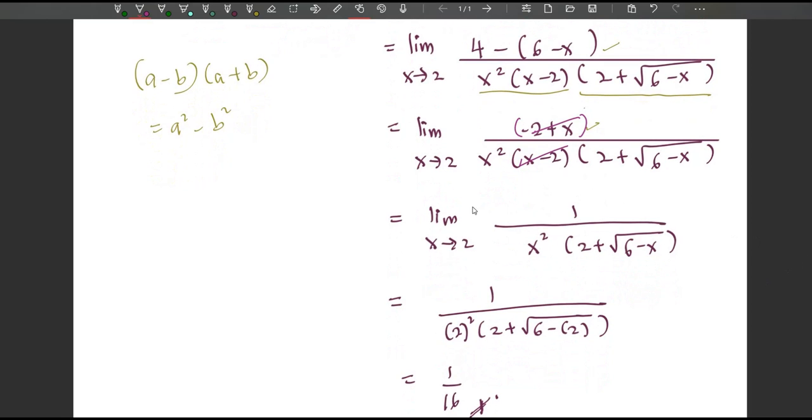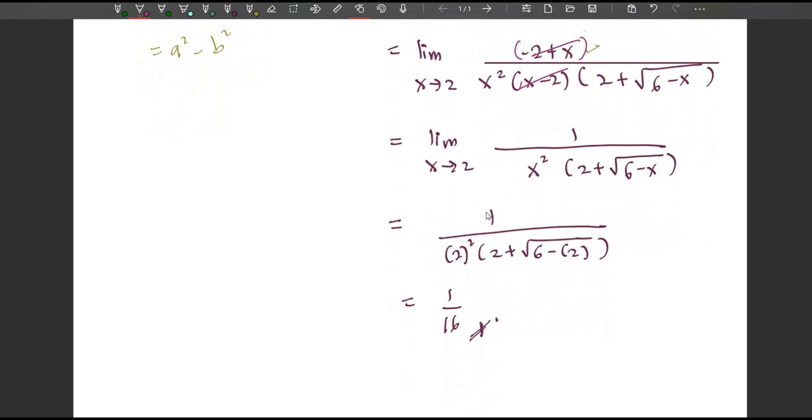And then we are left with this function, limit 1 over x squared in bracket 2 plus root of 6 minus x when x approaches 2. Substitute the value of 2. We have 1 over 2 squared in bracket 2 plus root of 6 minus 2, and calculate. You will have 1 over 4 times 4. It will be 1 over 16.